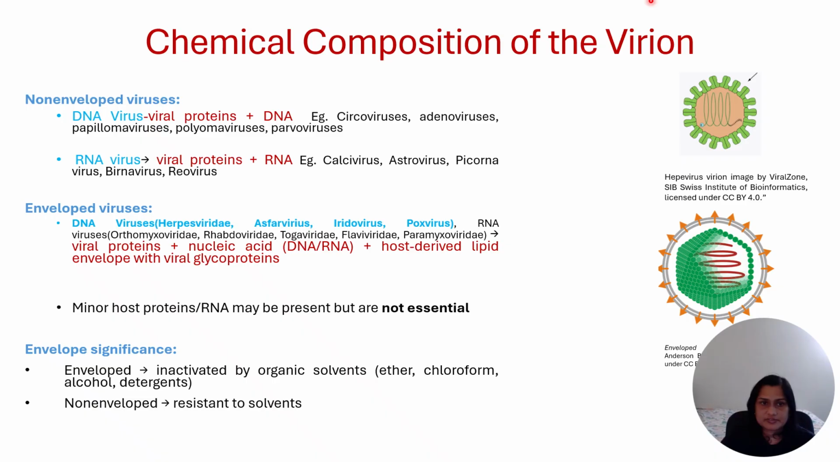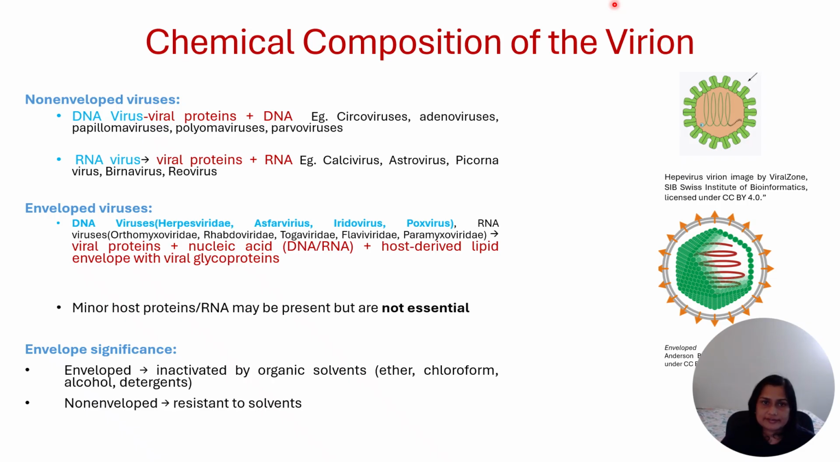Next, the enveloped viruses. These viruses have an additional outer covering, the lipid envelope, which is derived from the host cell membrane and contains viral glycoprotein. That's the thing we have to remember in the case of enveloped viruses. This lipid envelope is derived from the host cell membrane, but it has viral glycoprotein incorporated over it during replication. So these structures include viral protein that forms the capsid, nucleic acid, either DNA or RNA, and a host-derived lipid envelope.